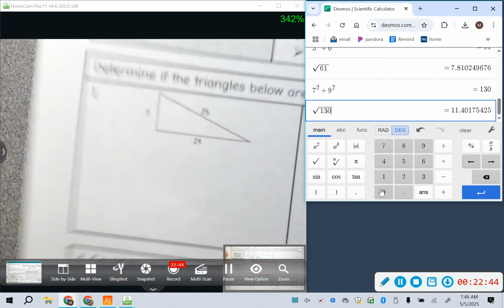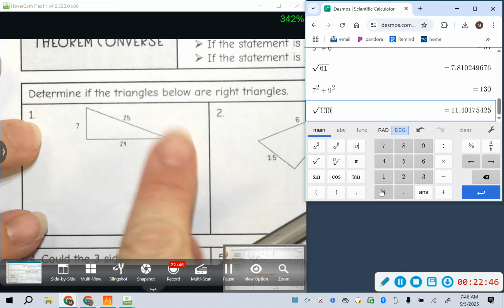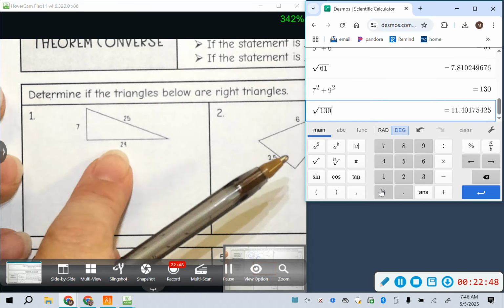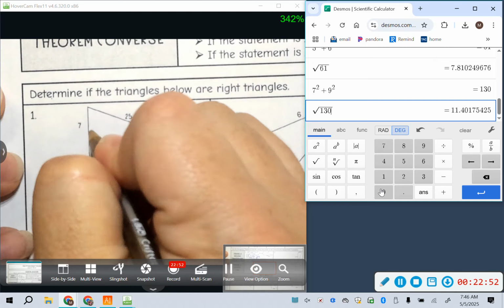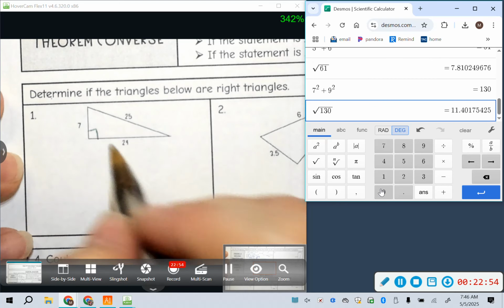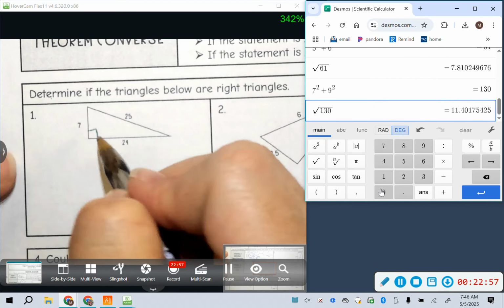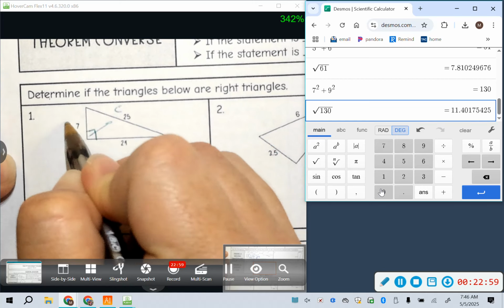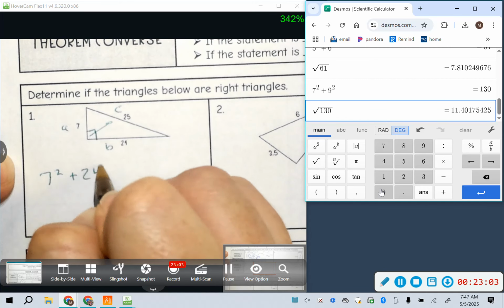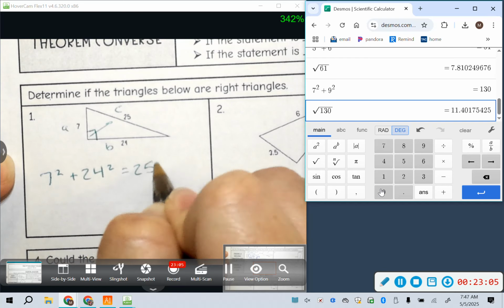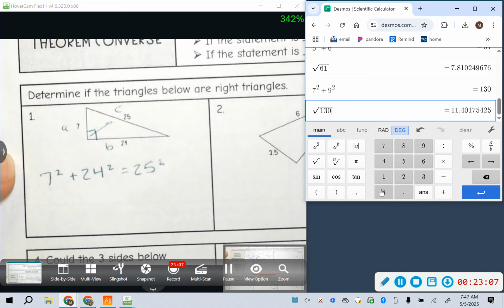Yes. Another thing tomorrow is if I said, is this a right triangle? How would we figure that out? Yeah, could I plug these in and see if it's true? That's my right angle if this is a right triangle. Therefore, this is C, so I'd have A and B. So 7 squared plus 24 squared should equal 25 squared if this is a right triangle, right? So could we type it in and figure it out?